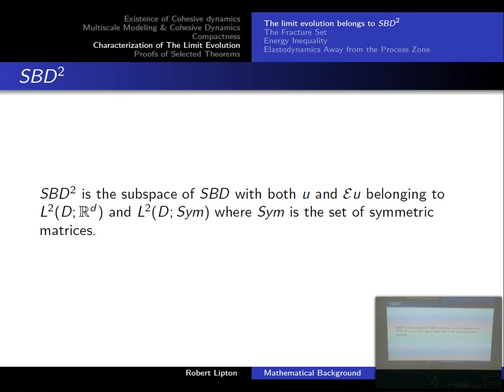SBD2, which is often written this way, is simply a subspace of SBD with both U and the absolutely continuous part belonging to L2, and the absolutely continuous part is a symmetric matrix, so the symmetric part belongs to L2. Instead of vector valued functions, we have symmetric matrix valued functions. So that's called SBD2.